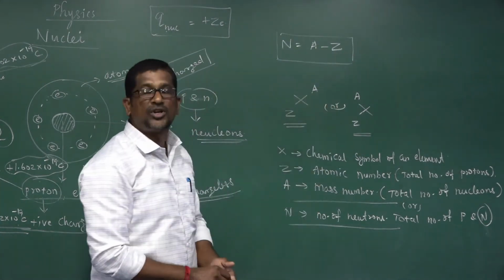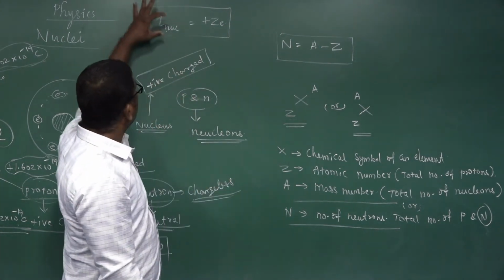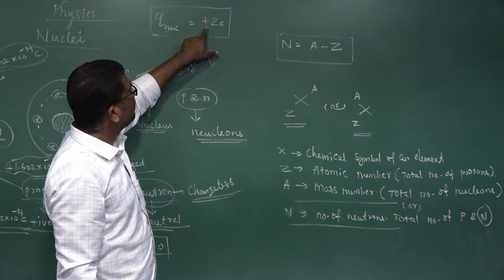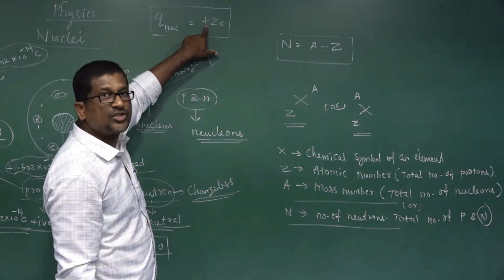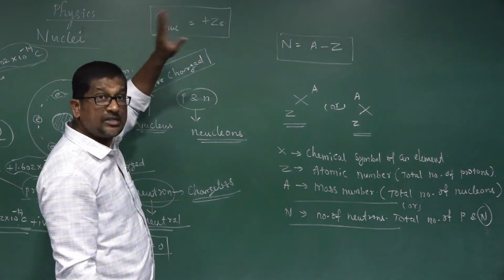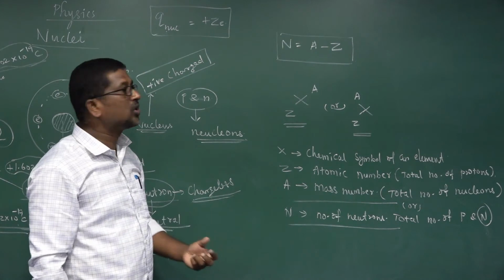And the nucleus is positively charged. The charge of any nucleus can be calculated by using the formula Q is equal to plus ZE. Right? So why is there a positive sign in this equation? Because the nucleus is always positively charged, due to the presence of positively charged protons.